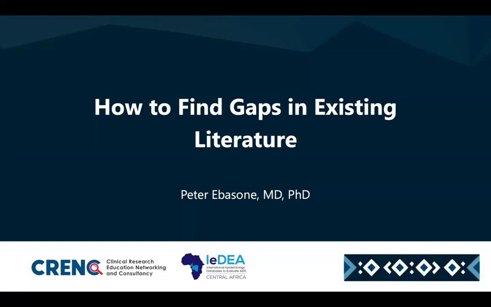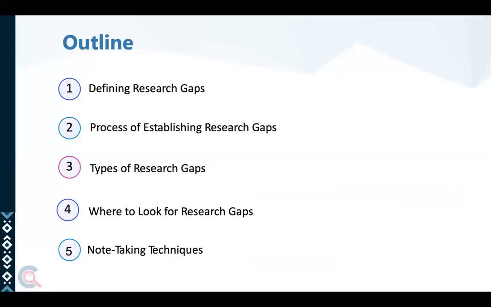So these steps are intricately linked to the previous steps, and hopefully you can connect this presentation to the previous ones. For this presentation, we are going to look at the following points. We'll define what research gaps are. We'll look at the process for establishing research gaps, explore some types of research gaps. We'll state some common places where you can find gaps and touch a little bit on some note-taking techniques for documenting your findings as you do your search.